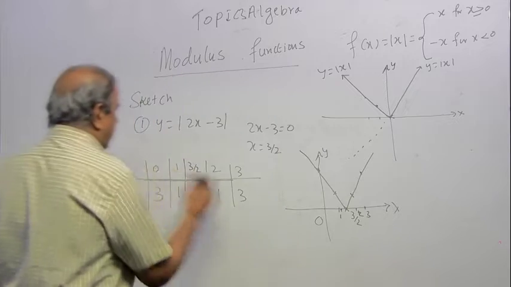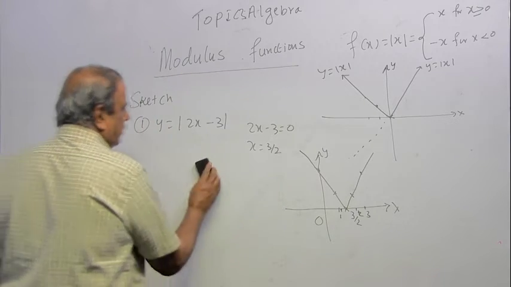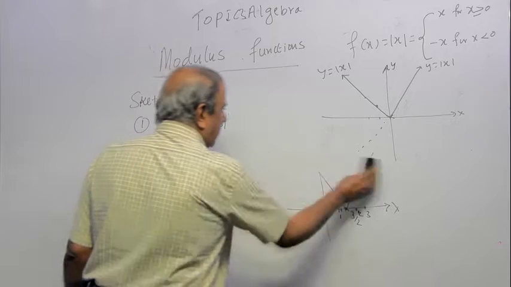For example, generally it is a V graph. When will it be an inverted V? We will see in a minute.